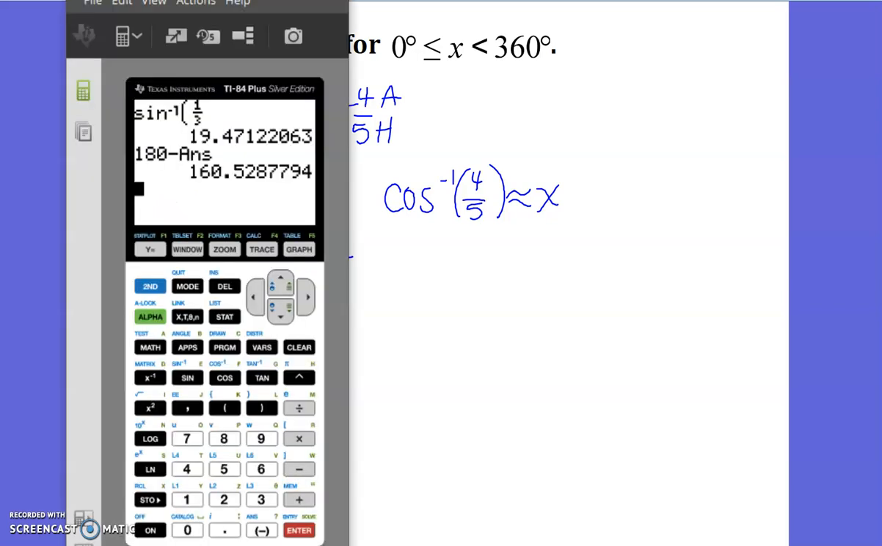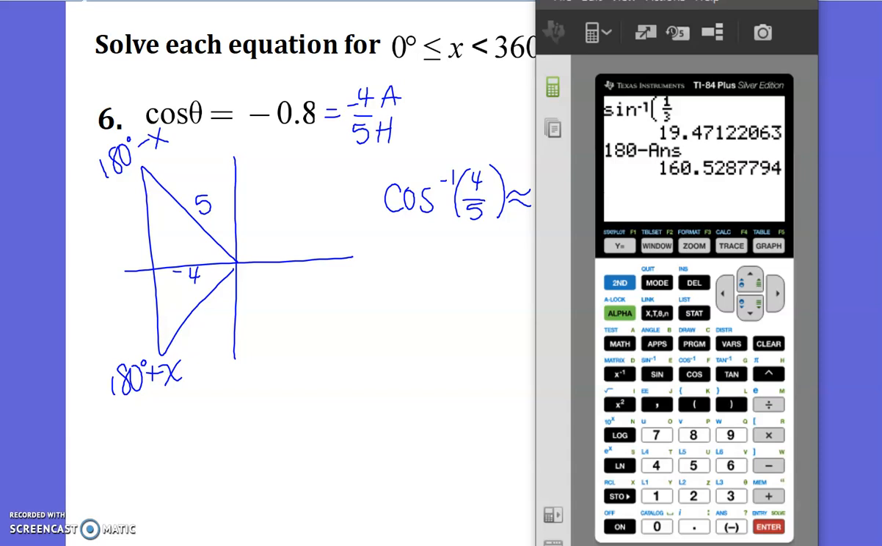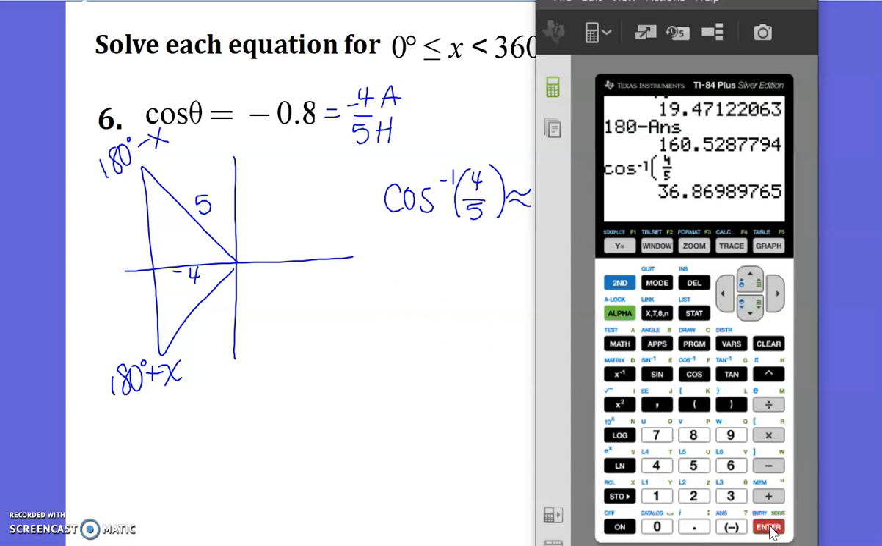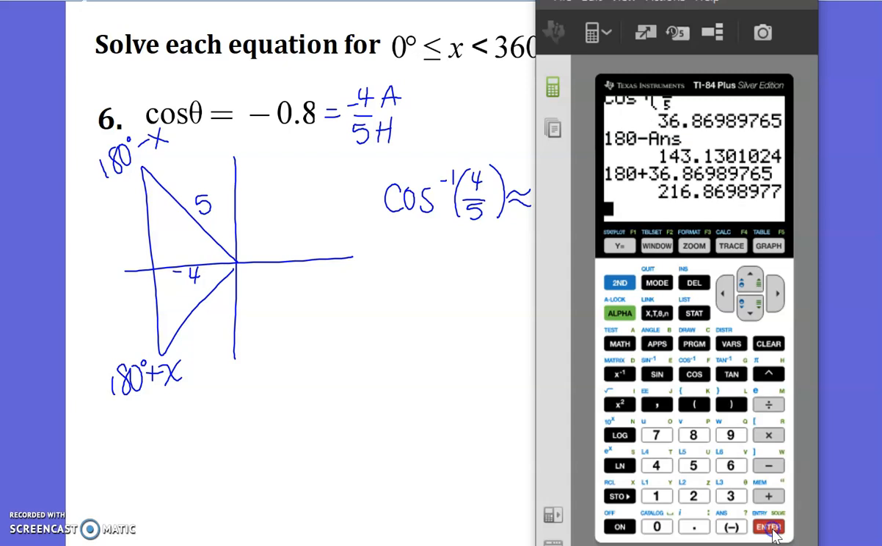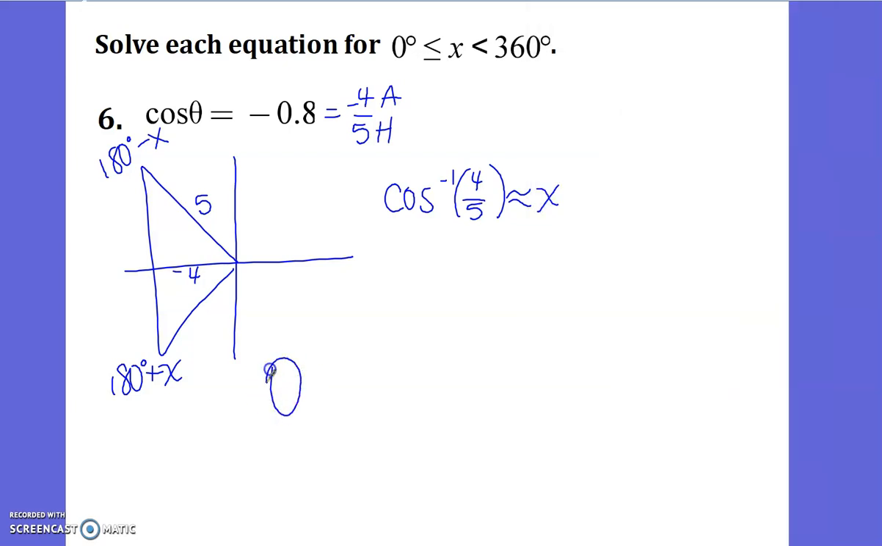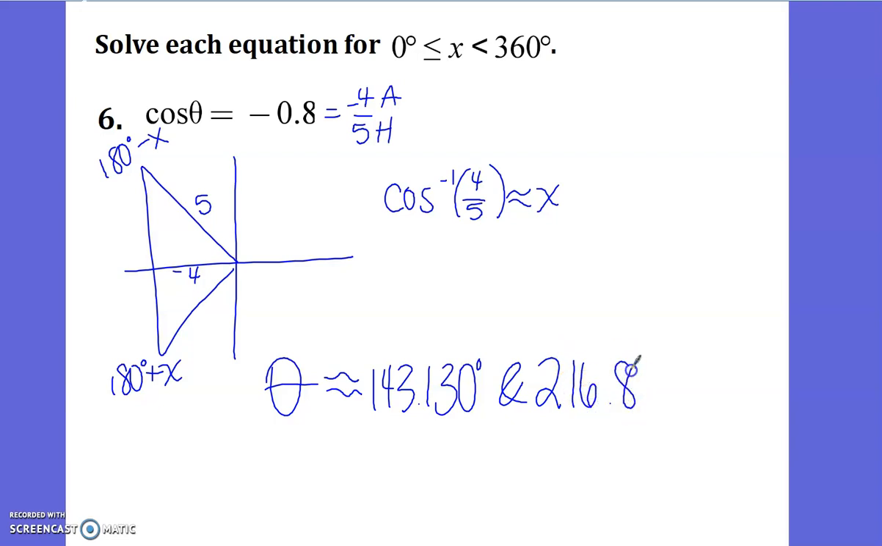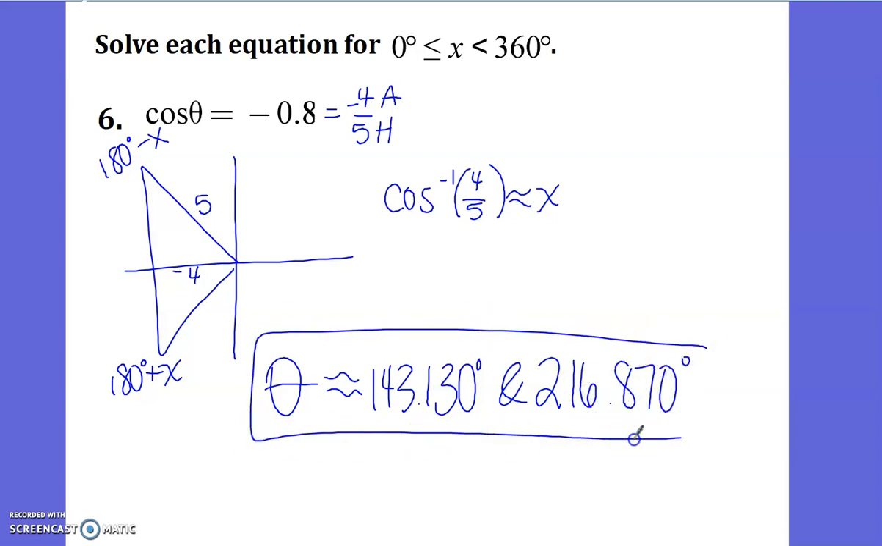So in our calculator, okay, so I do cosine inverse of 4/5. Okay, that's the angle in the first quadrant. I do 180 minus that number and 180 plus that number. And those are my two angles there. So theta is about 143.130 degrees and 216.870 degrees.